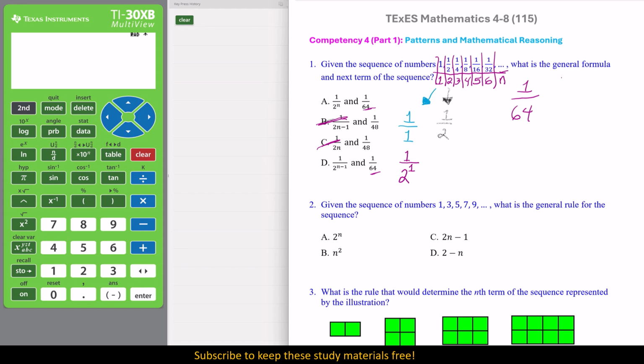That doesn't work. Oh, but it works for the second position. It works over here. That's perfect. That's a little suspicious. So I disagree with A. But now let's look at B.